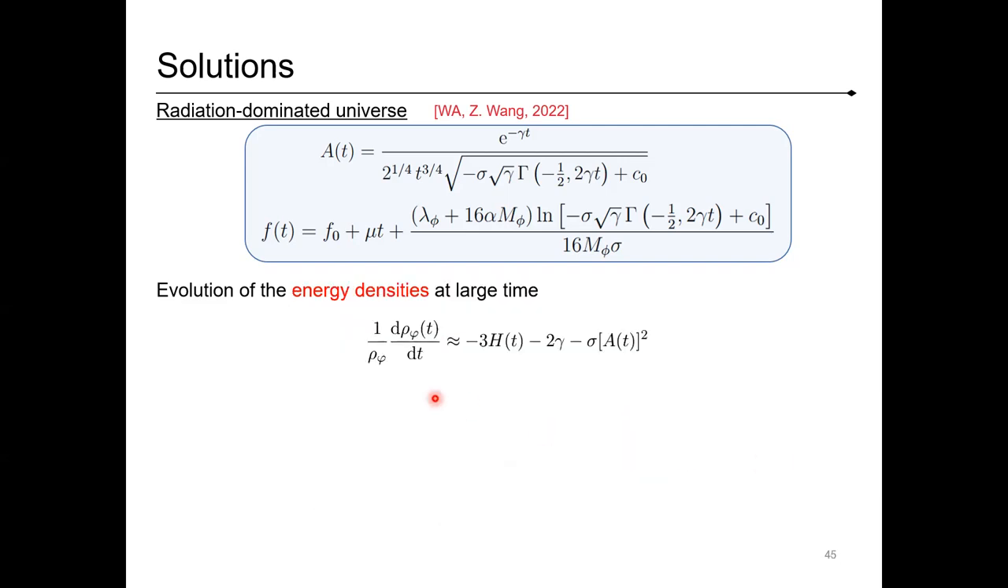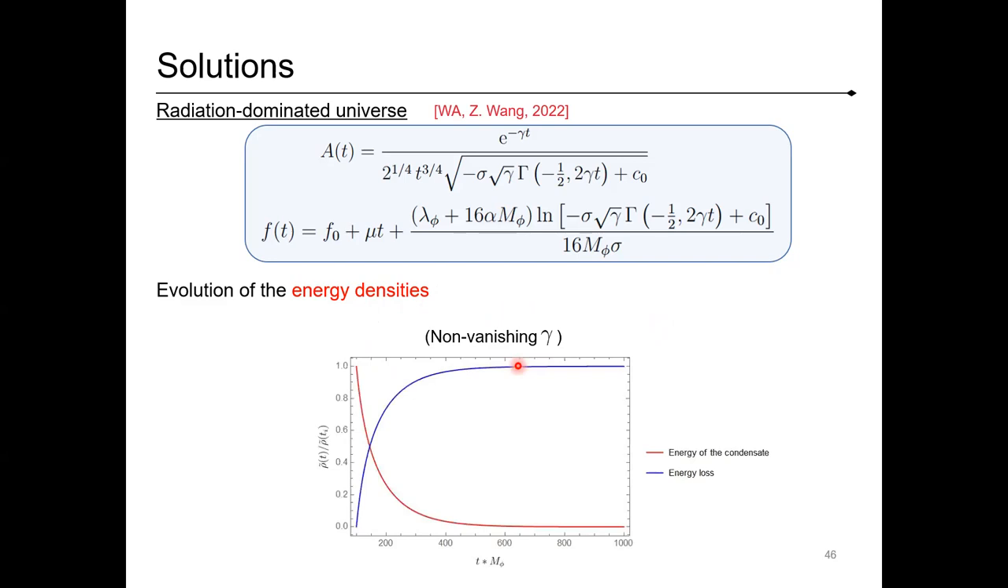In this case, the evolution of the energy density at a large time is given by 3 terms. Now you have an additional term related to the Hubble constant. If you do not take gamma to be zero, then of course the energy density will decay completely. Now, if you take gamma to be zero, it is possible that at a large time the right-hand side will be dominated by the Hubble term. And in this case, particle production is not complete.